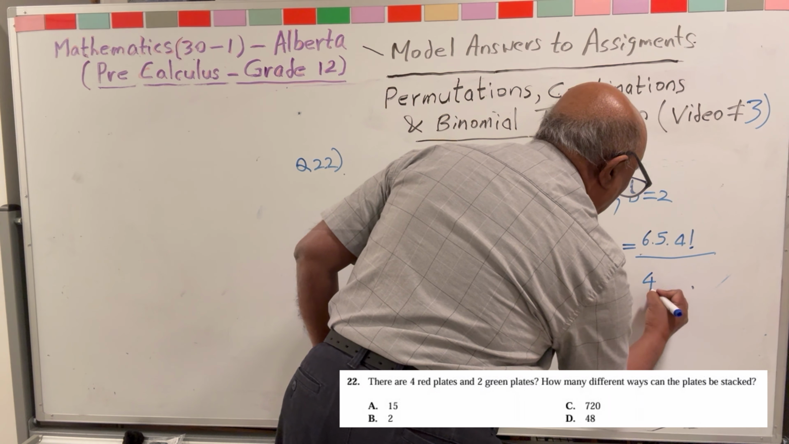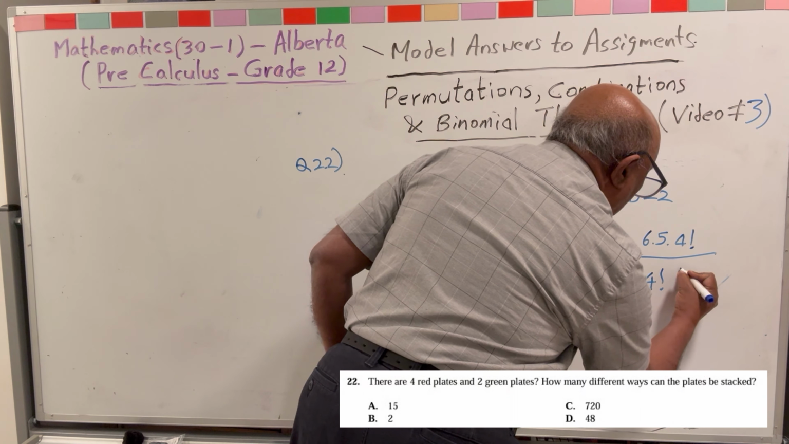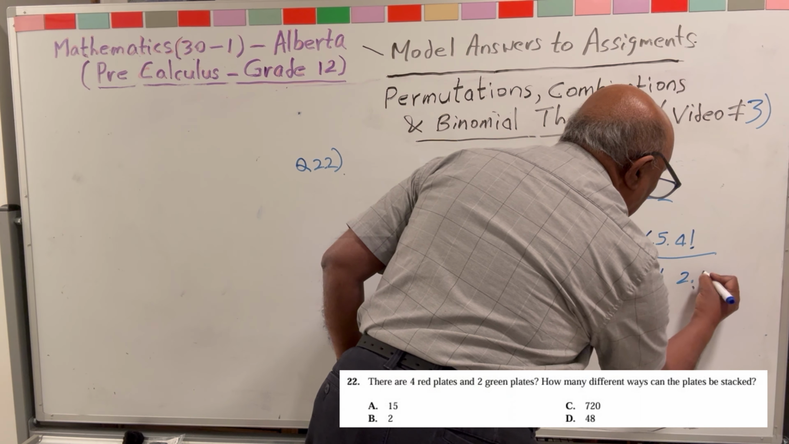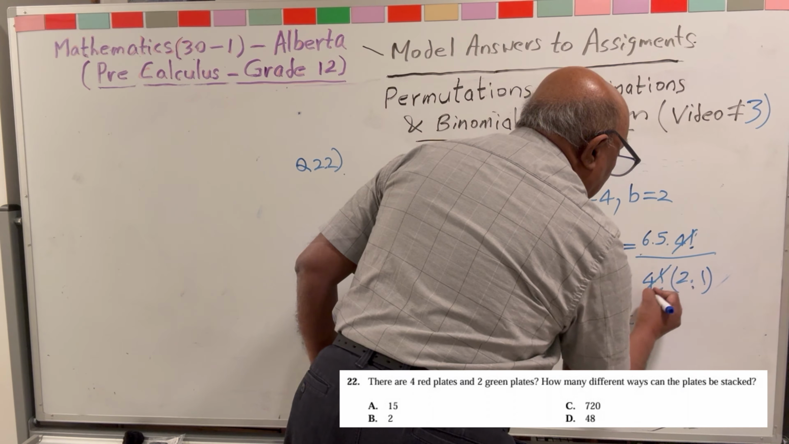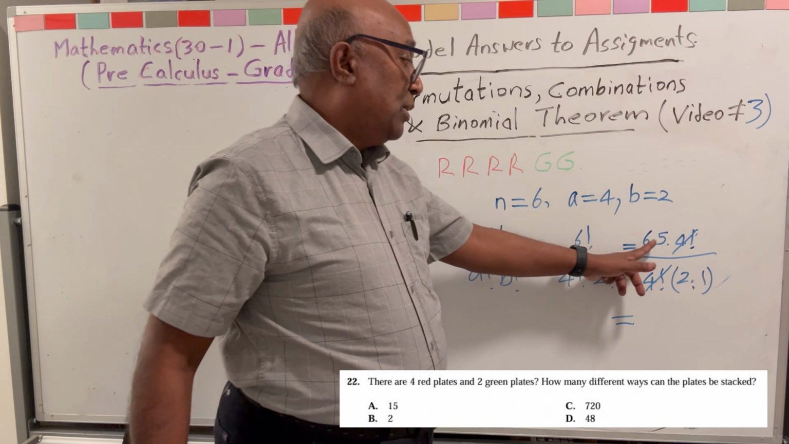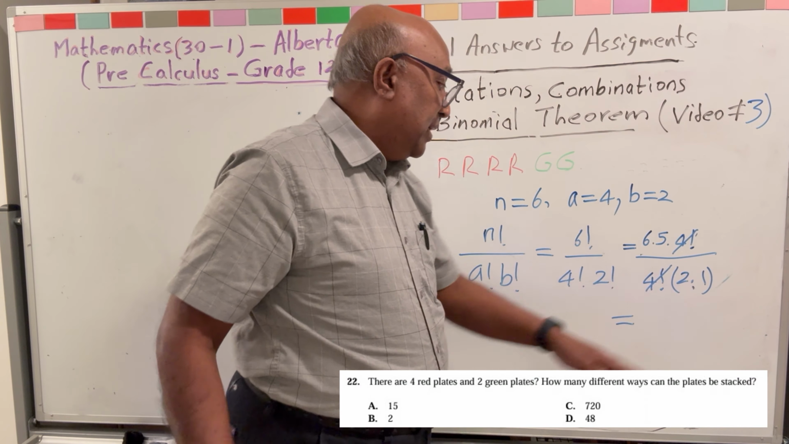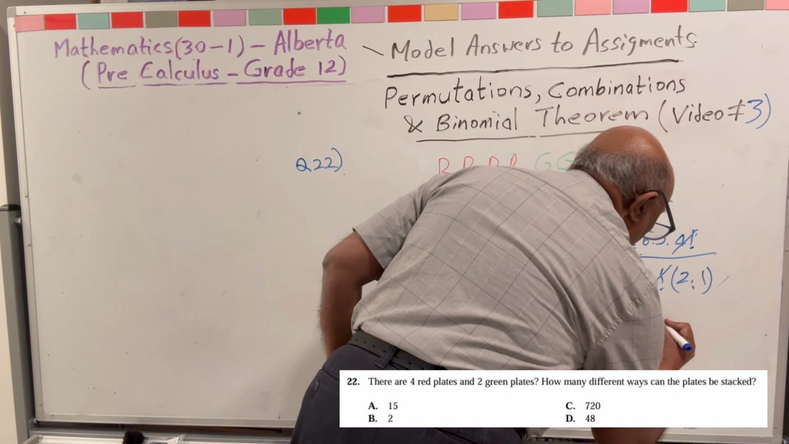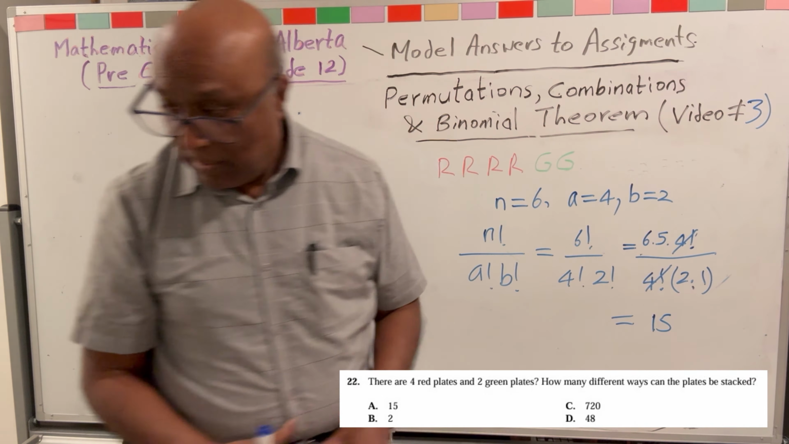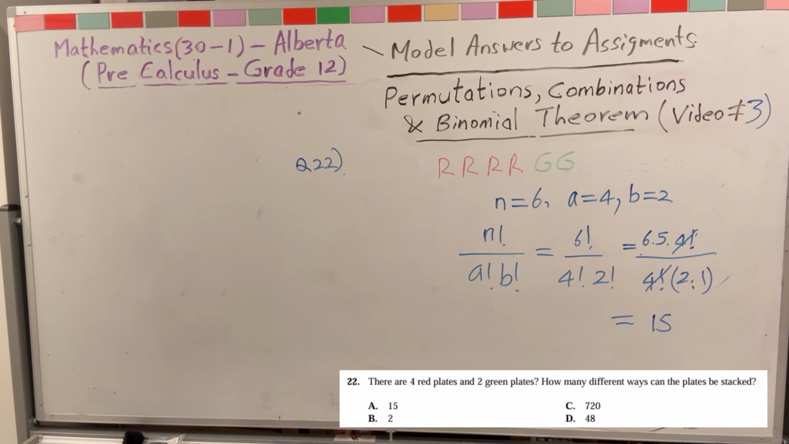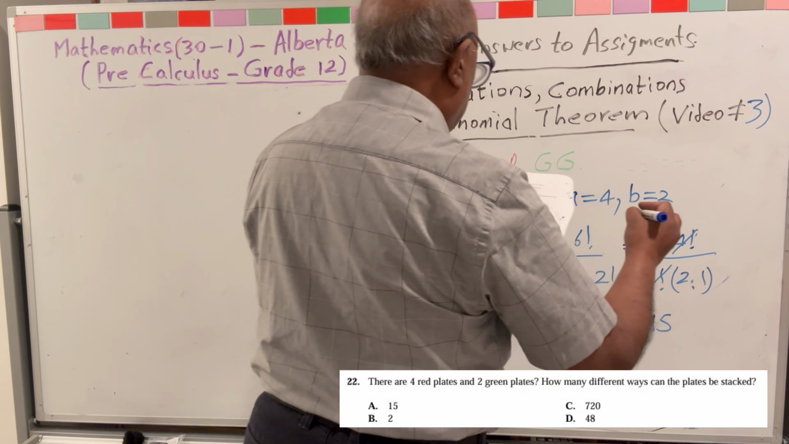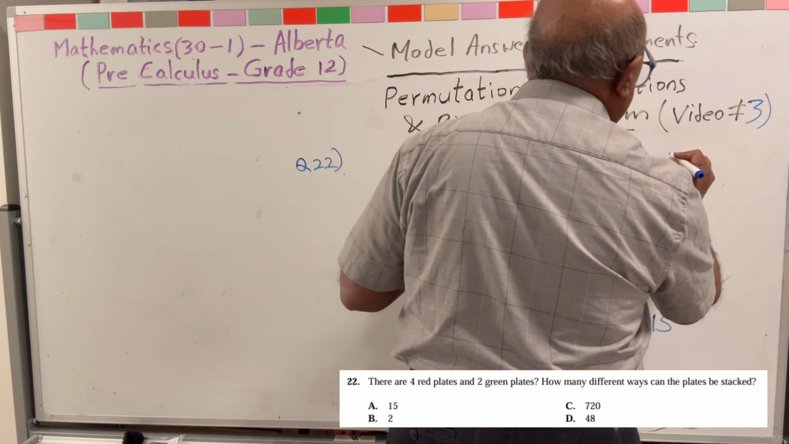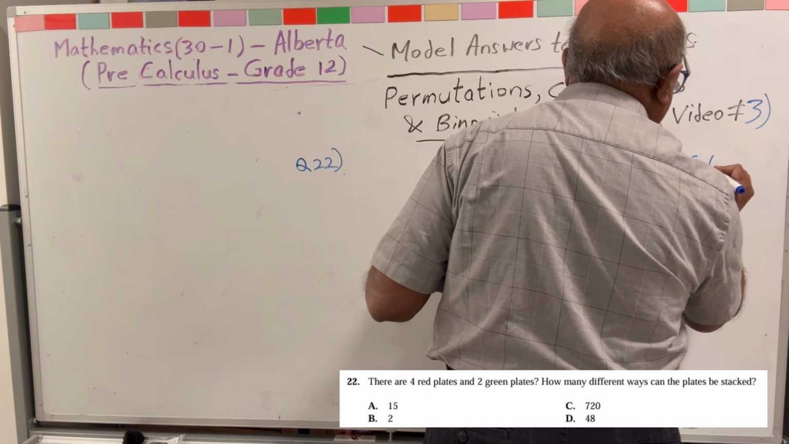divided by factorial 4. Factorial 2 is 2 times 1. These are cancelled. 6 times 5 is 30. 30 divided by 2 is 15. The answer is 15. That is, the answer is option A.